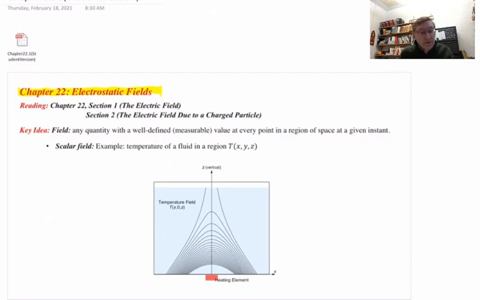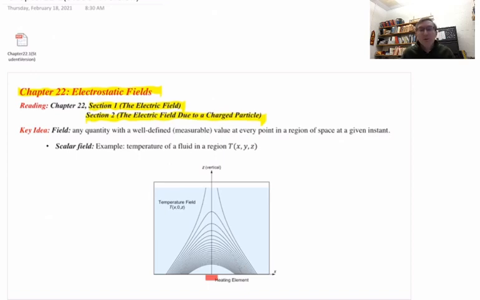So we're starting to get into some pretty interesting and abstract concepts. We're going to be focusing on the first two sections of chapter 22 in this lecture, where we introduce the definition of the electrostatic field, often just called electric field for short, although technically electrostatic field is better. And then section 2, the electric field due to a charged particle.